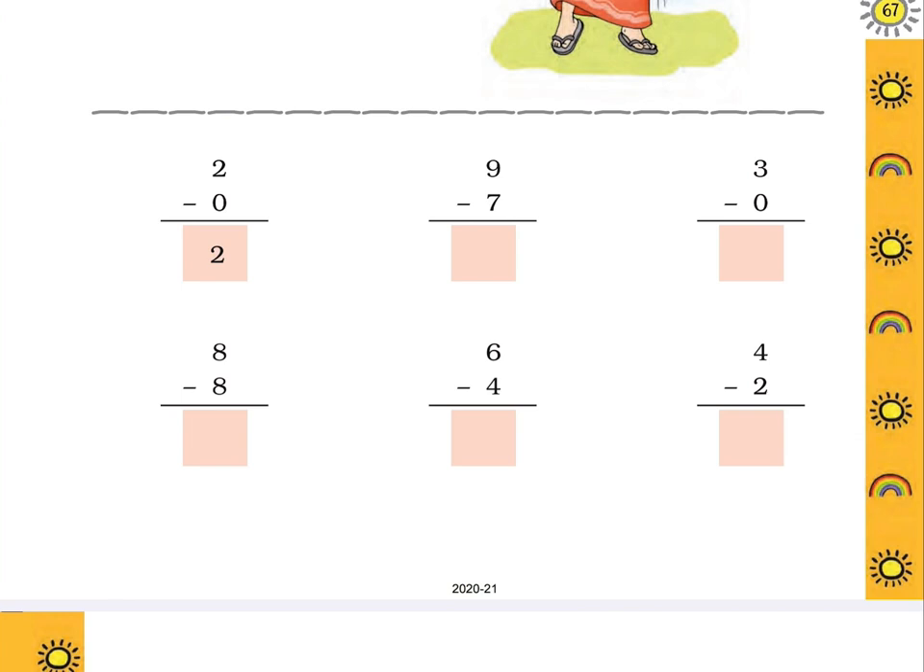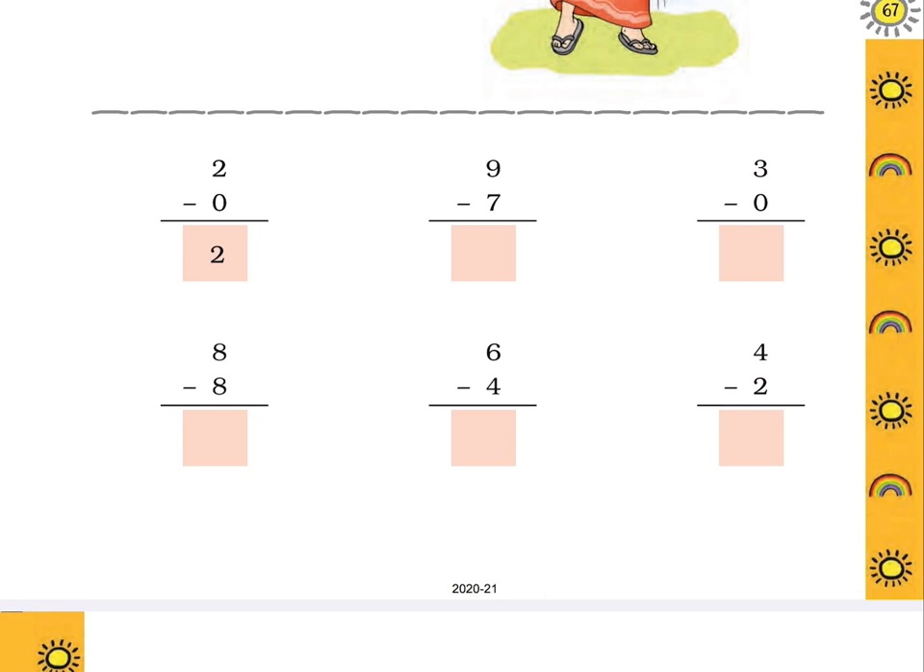Question 3. Number 3 is written above. Minus 0 is written below. Find and write the answer. Question 4. Number 8 is written above. Minus 8 is written below. Find and write the answer.